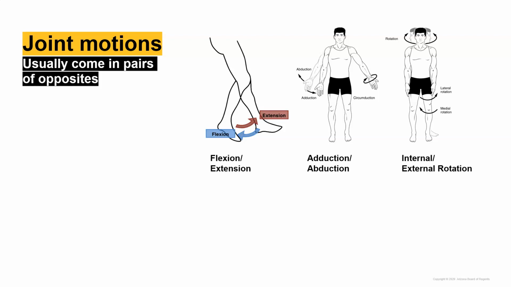The third pair is internal and external rotation. Internal or medial rotation occurs when a limb rotates inward toward the body, and external or lateral rotation occurs when a limb rotates outward away from the body. The hip and shoulder joints are capable of internal and external rotation.